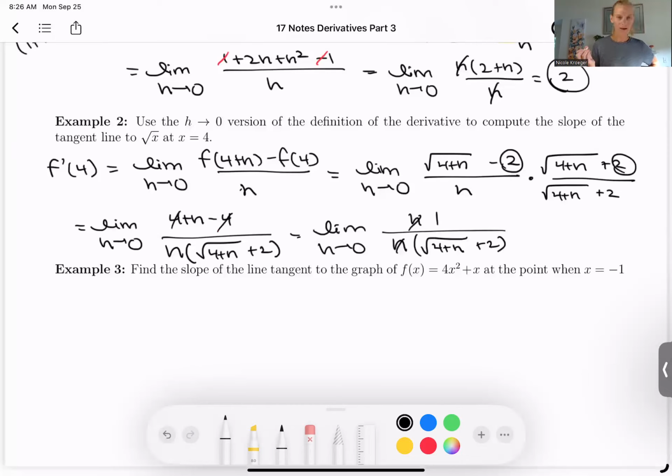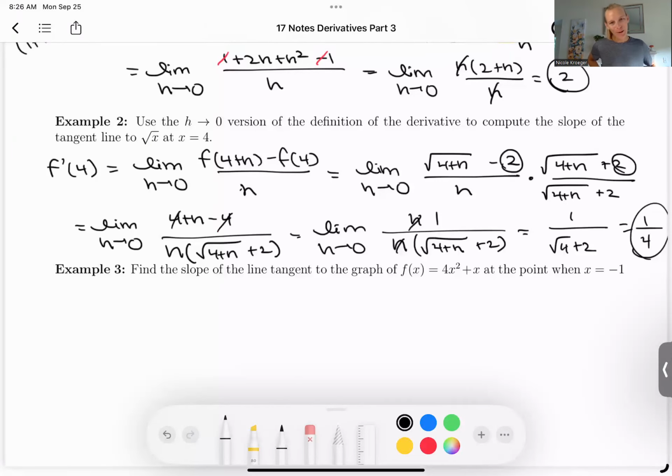Cancel the h's out, so I have a 1 in my numerator. And when I plug in 0 for h, I get 1 over root 4 plus 2, which is 1 over 2 plus 2, which is 1/4. So that is the slope of our tangent line at that point, or the derivative at the point 4.